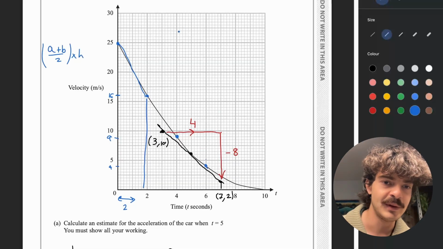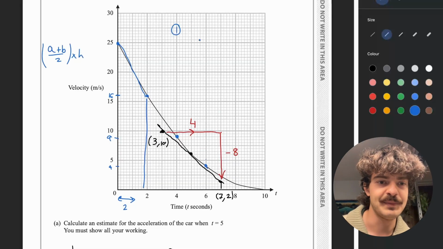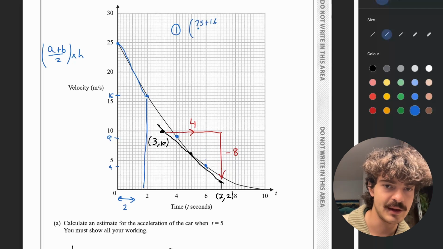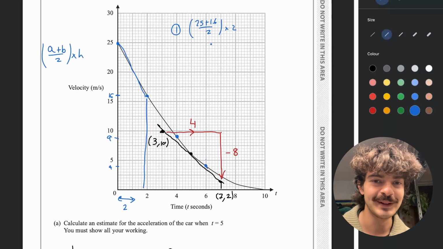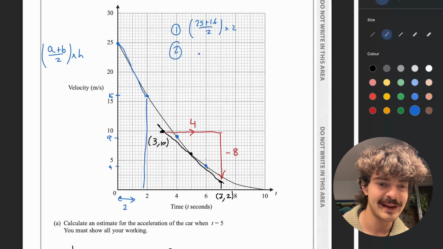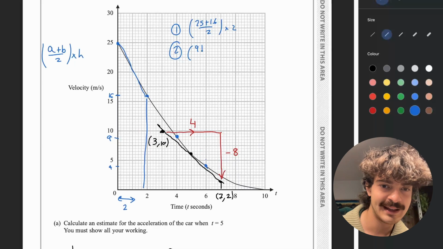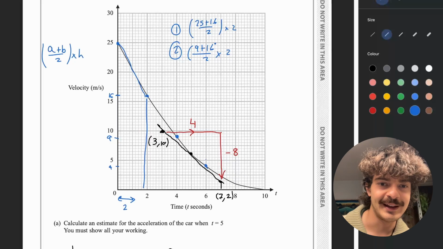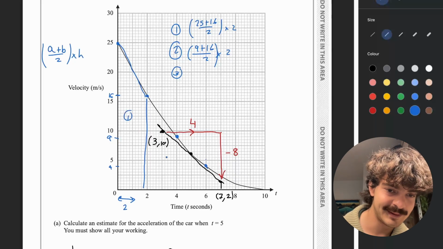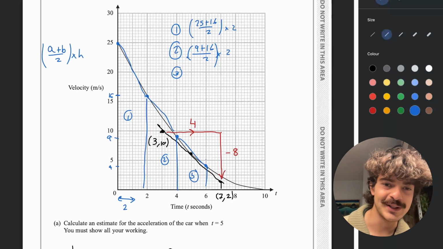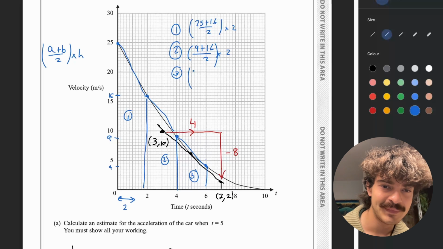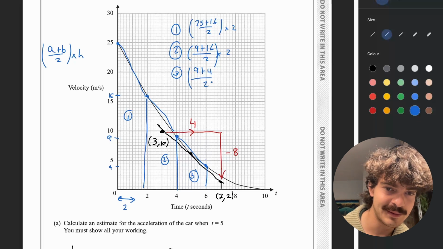So our first trapezium, number 1, is going to be 25 plus 16 over 2 times by 2. Oh, look at that. They're going to cancel, aren't they? That's wonderful. And then we can rinse and repeat this. The second one is going to be, what's that going to be? 9 plus 16 over 2 times by 2. And then the third one, 1, 2, 3. Oh, it's quite a lots of drawings going on this question. And the last one's going to be this 9 plus 4 over 2 times by 2.